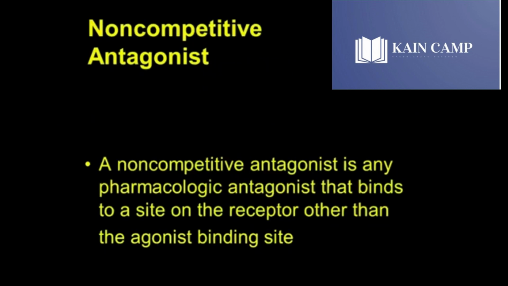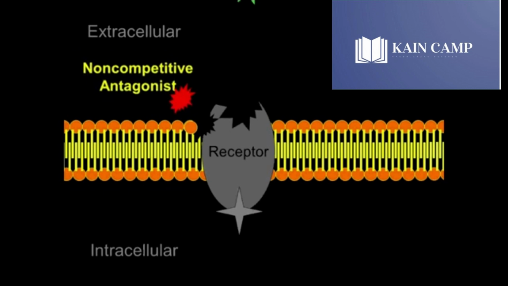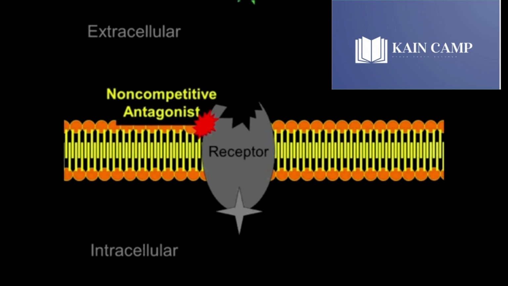Now let's talk about non-competitive antagonists. A non-competitive antagonist is any pharmacological antagonist that binds to a site on the receptor other than the agonist binding site. As you can see in the diagram, non-competitive antagonists bind with a site that is not the active site. The active site is completely free. The agonist will attach with it but is not going to activate the receptor. Why? Because the non-competitive antagonists block it. They are not going to allow it to activate. It's shown in red color because it doesn't allow the receptor to activate, and the agonist in green color because it activates the receptors.